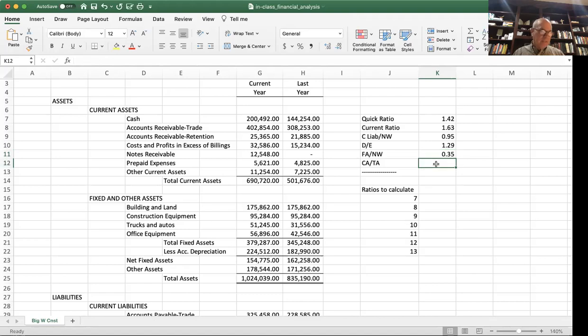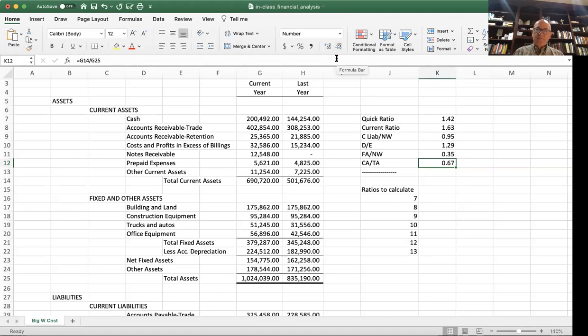Last ratio here, let's look at this one: current assets to total assets. That's a pretty easy calculation, right? That's our total current assets, 690. We'll divide it by the total assets, a little over a million and a skosh. And so that's a 0.67. So we can think about that for a minute, as well.